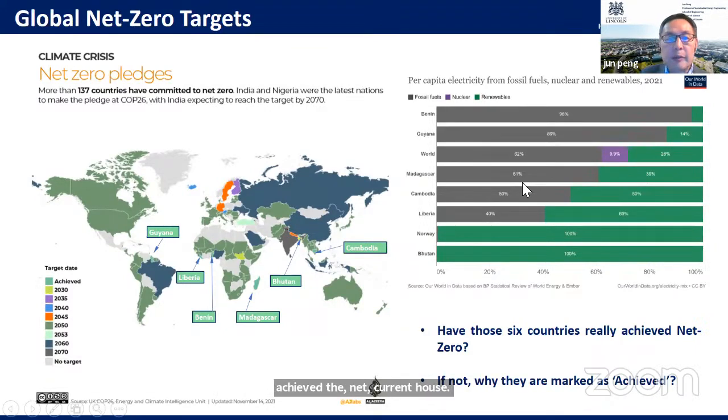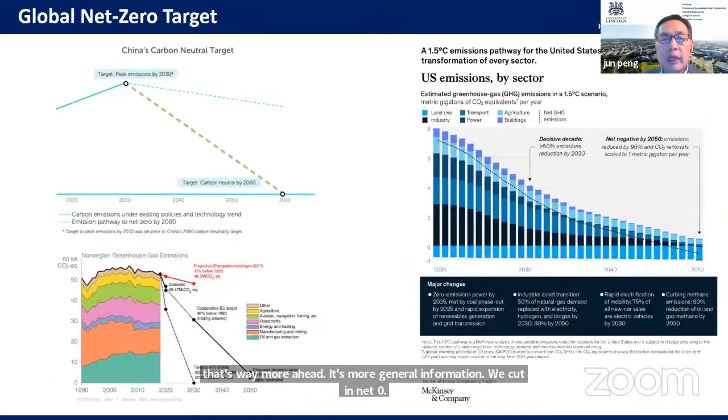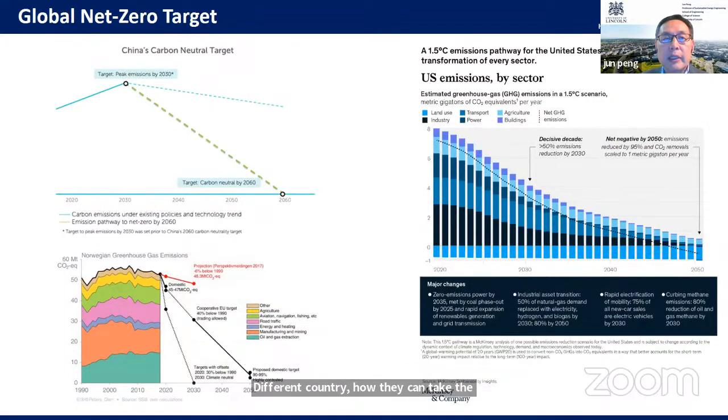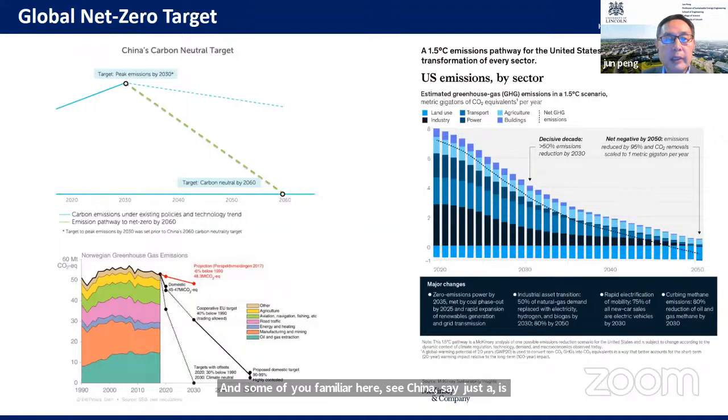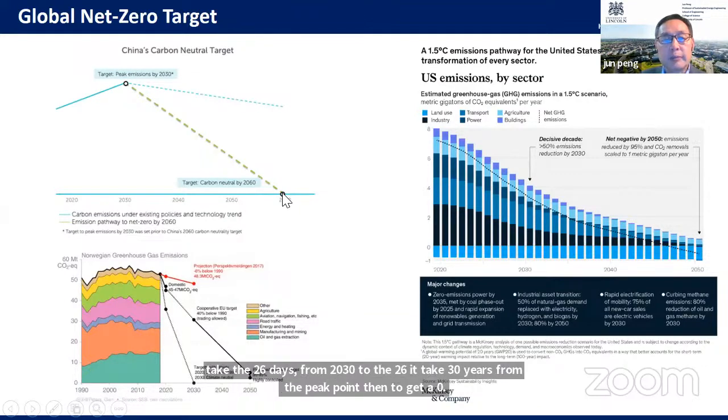So let's move ahead. This is more general information regarding net zero strategy: how different countries take net zero strategy and policy to meet the requirement for net zero greenhouse gas emissions. See China, which I just mentioned is the biggest country for energy supply and consumption in the world. China said that in the 2030s, in 7 years, they will reach the peak of greenhouse gas emissions. Then, gradually from 2030 to 2060, taking 30 years from the peak point, they will get to zero greenhouse gas emissions.